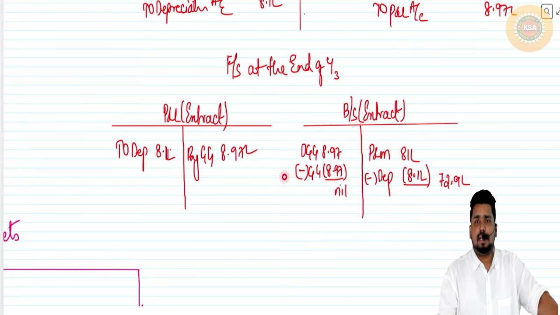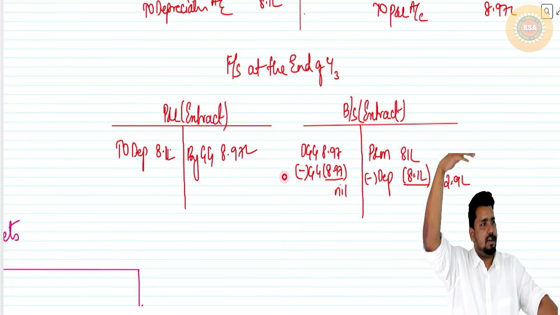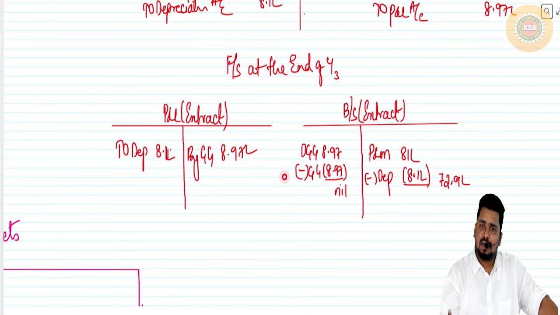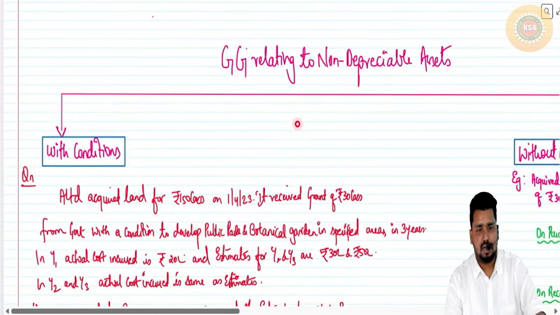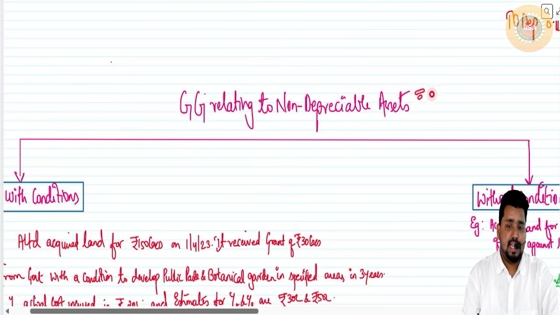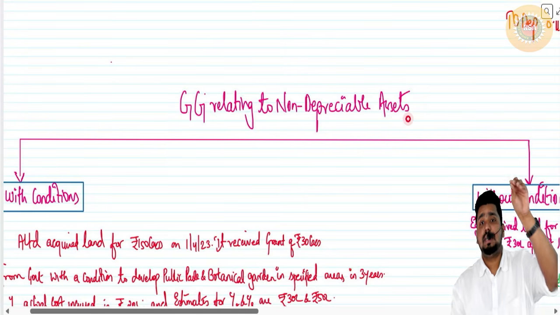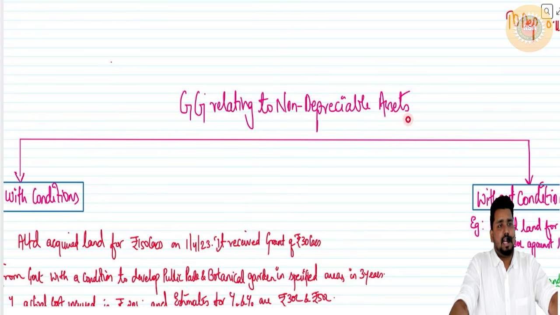Correct? But when it comes to non-depreciable asset, will there be any useful life or unlimited life? Then I keep on taking to P and L over, say, infinity. Unlimited means what? Infinity. With infinity, can we do calculations? No. That's why for non-depreciable asset, there will not be any implied condition. We have to check whether government is imposing any condition. Correct?